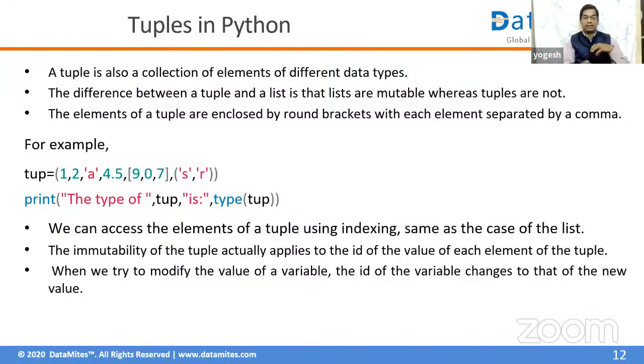So that is why it is immutable. When we try to modify the value, the ID of the variable changes. So that is the difference between the list and tuple. Now, square bracket is for list. The normal brackets is for tuple. Other than that, the same operations we try to do in the list, we can do here also.